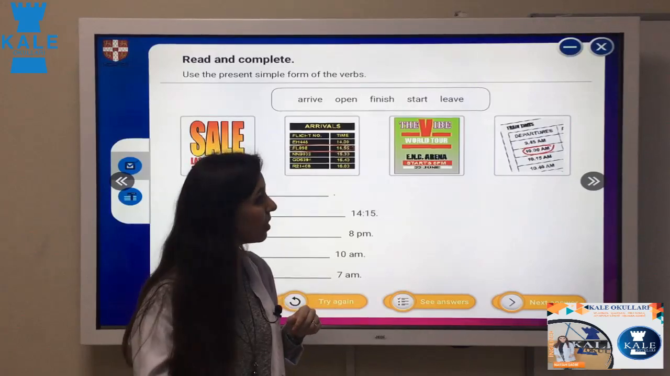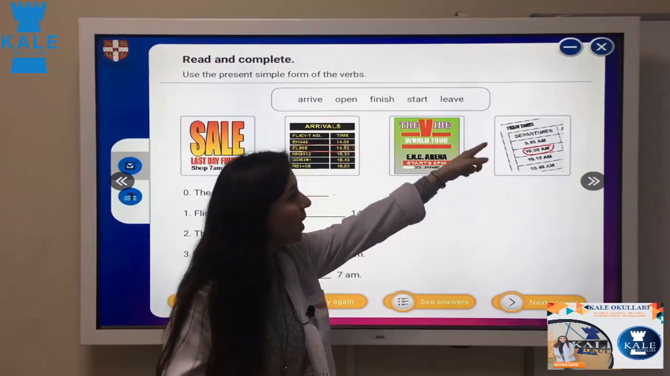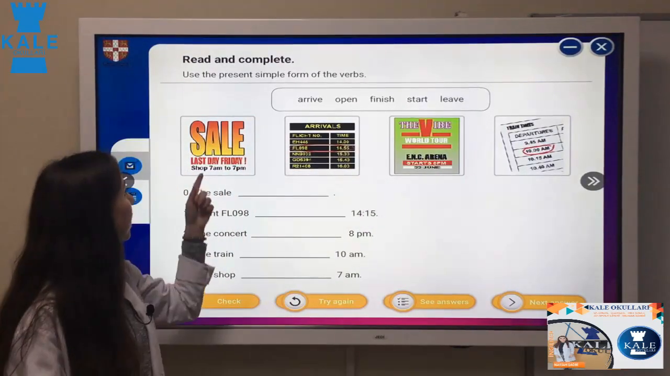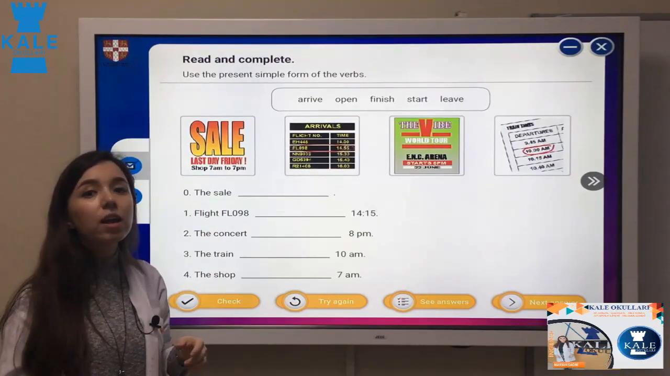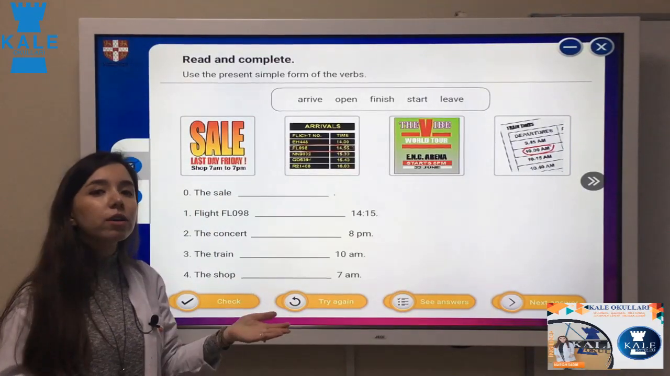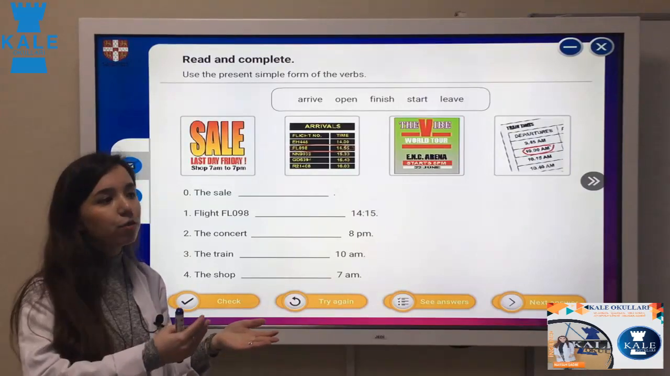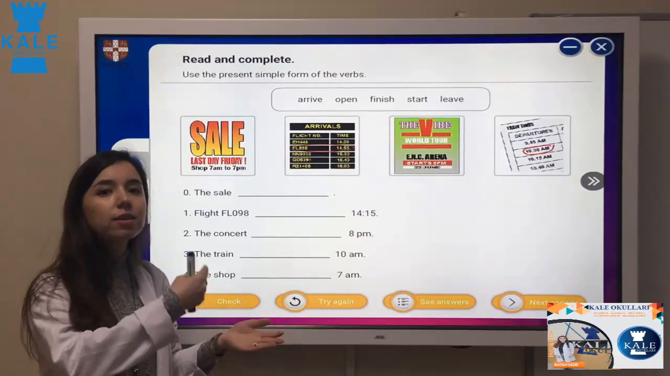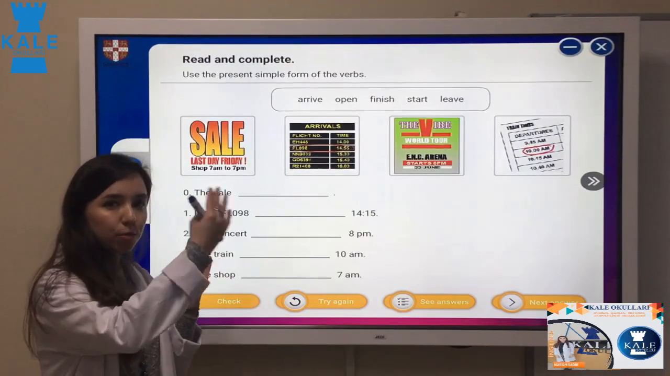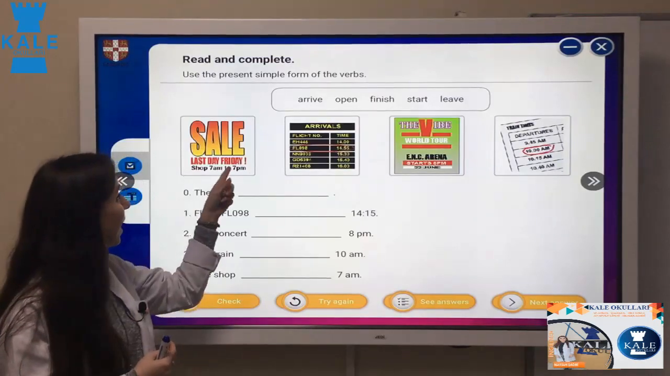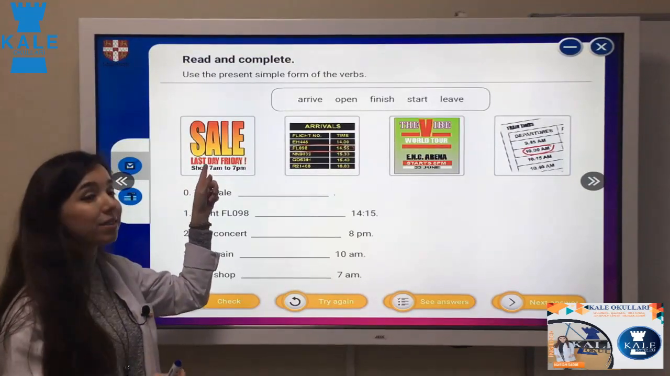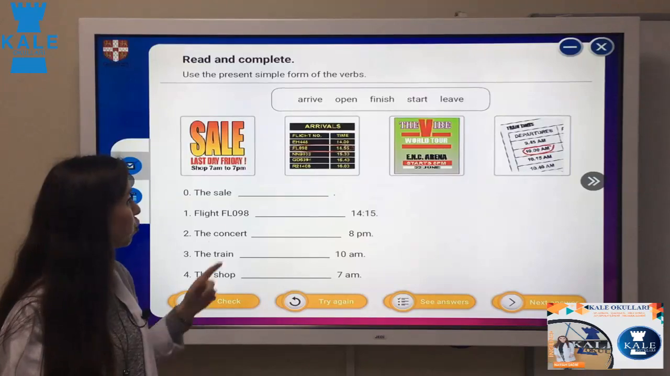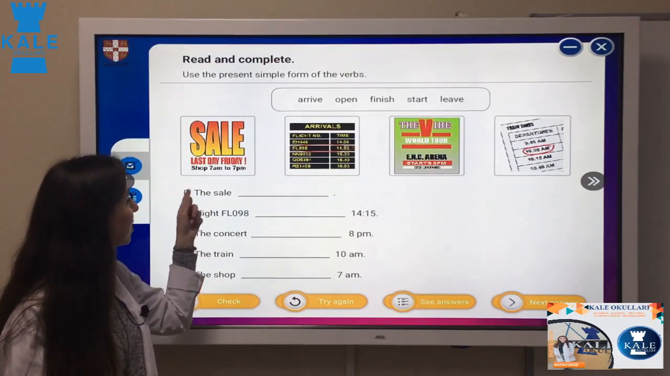On 22nd of June. Or here we have train times, departure train times. Or here we have sale. What is sale? You know that most of the shops, for example, have sales. For example, for summer, for autumn, for winter, from this time to this time they are on sale. Last day, Friday, shop opens at 7 to 7 p.m. So here what we should say, it's about the sale.